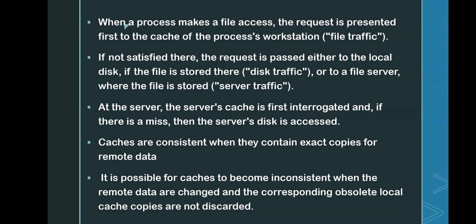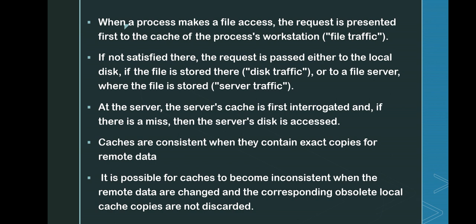Or if there is a miss, that is, the file is not present in the server's cache, then only the server's disk is accessed. This is like what we studied about cache memory and main memory. The main memory is the place where the actual data is stored. Cache memory is a temporary memory, and it is the fastest memory, where the recently accessed data is stored.